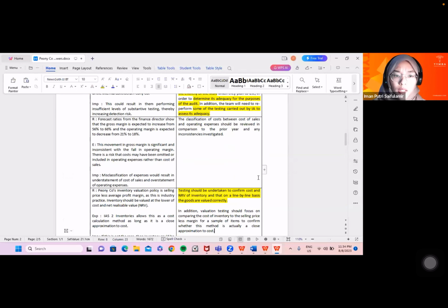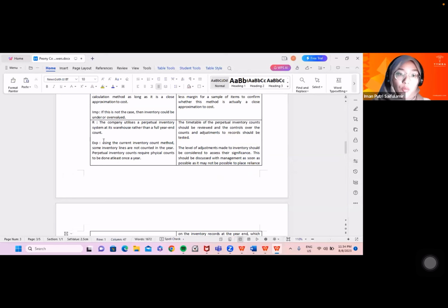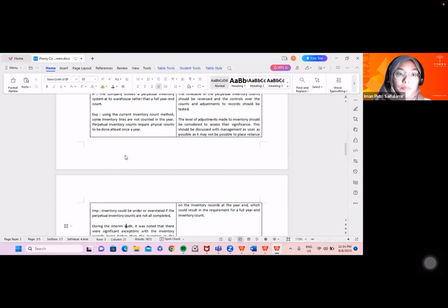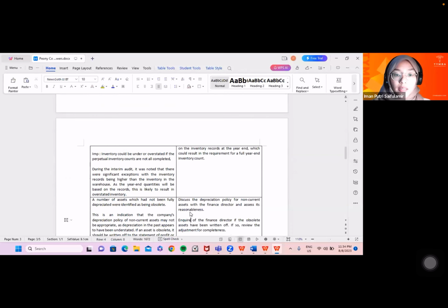Okay, so the next point is the perpetual inventory system. Using the current inventory count, some inventory lines are not counted. So there is a risk that the inventory could be over or understated.